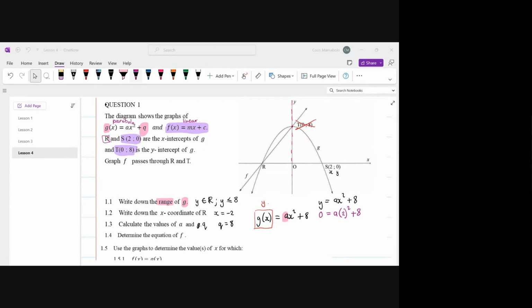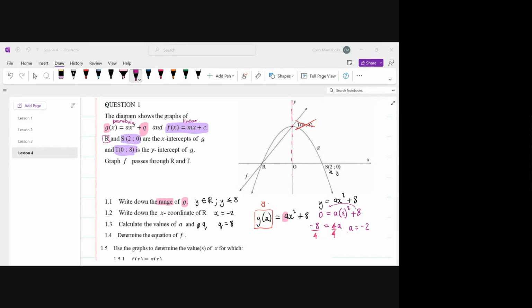Okay, so we're just going to maneuver some things around. I'm going to take the 8 and transpose it, so it becomes -8 is equal to 2 squared, which gives me 4, times A, so that's 4A. Divide both sides by 4. And therefore, A must equal -2. Beautiful. Yay, well done. Amazing stuff.